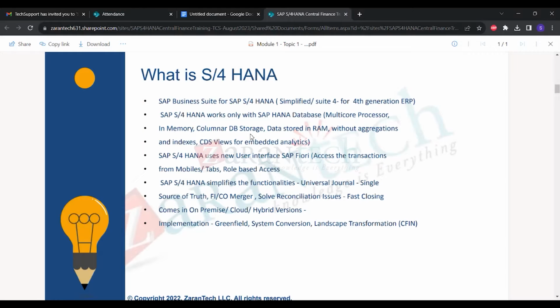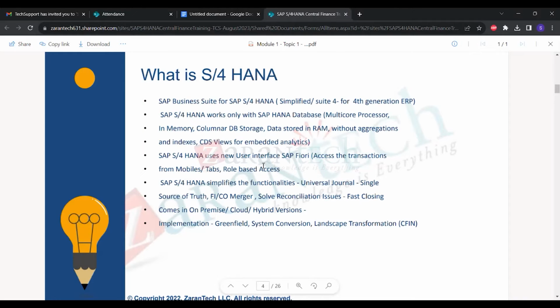So based on that, SAP introduced this S4HANA database, which stores the data in RAM, and we all know that RAM is much faster than fetching data from the read-only memory or the hardware.